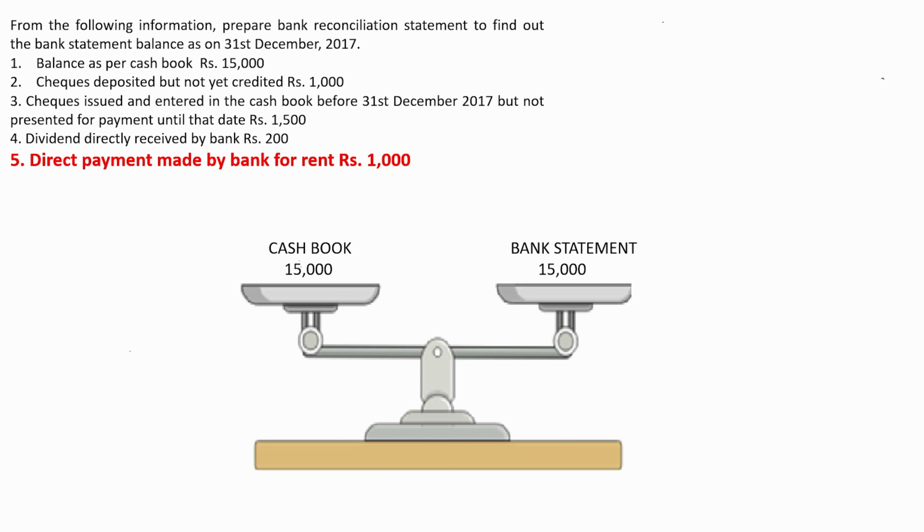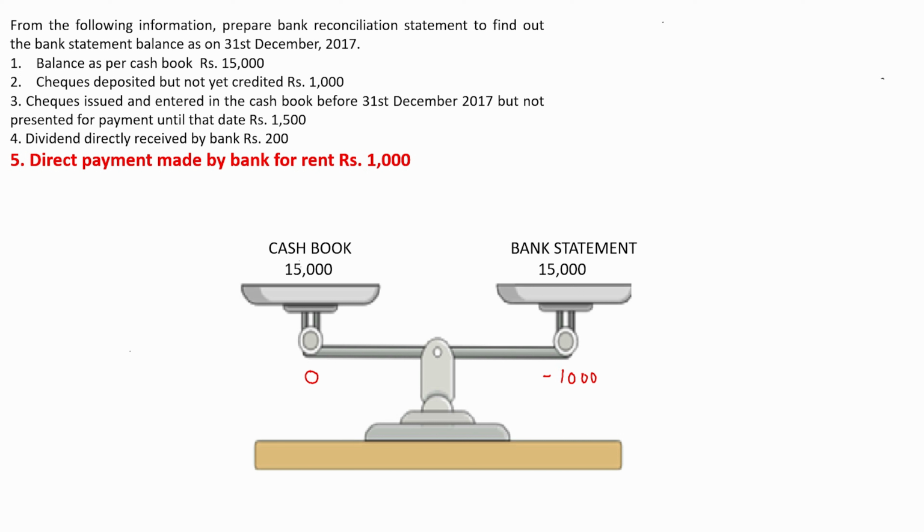Direct payment made by bank for rent, rupees 1,000. So the banker has paid 1,000 for us from our account. He has withdrawn and he has paid for rent. This amount is not treated as a payment in the cash book.